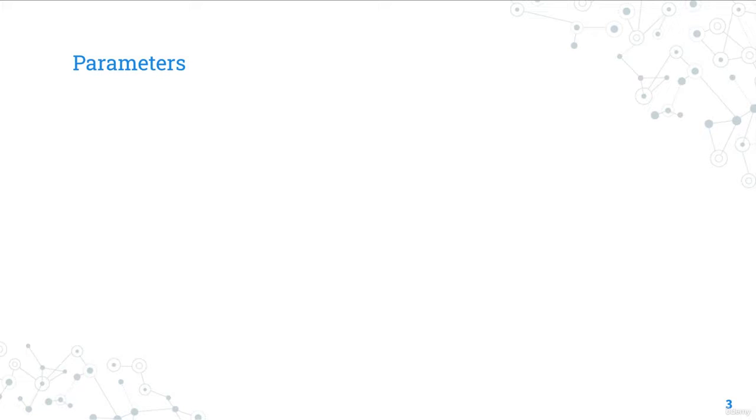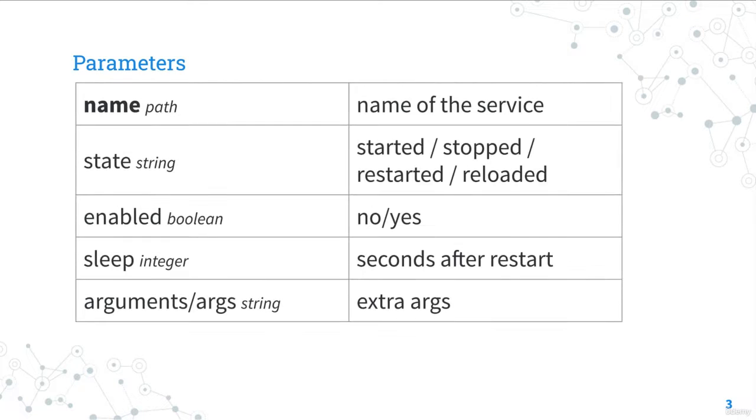The parameter list is pretty wide, but I will summarize the most useful. The only required parameter is name, that specifies the name of a service. At least one between the state and enable parameters is mandatory. The state parameter defines the action that we are going to take. It has 4 alternative options.